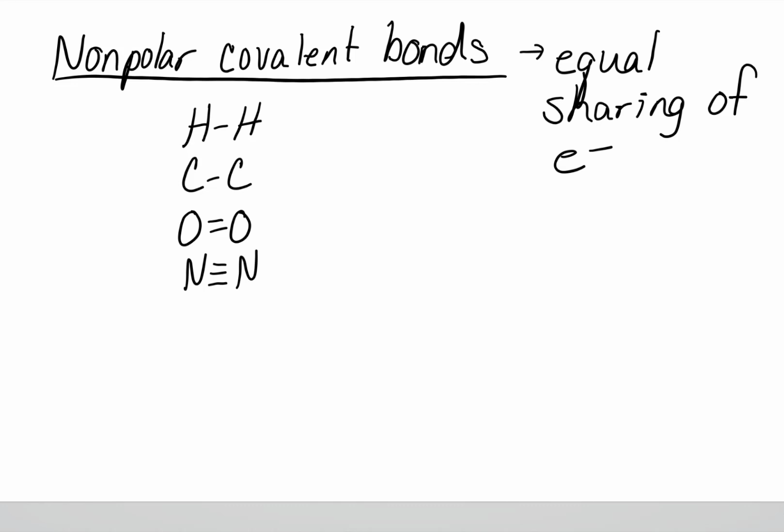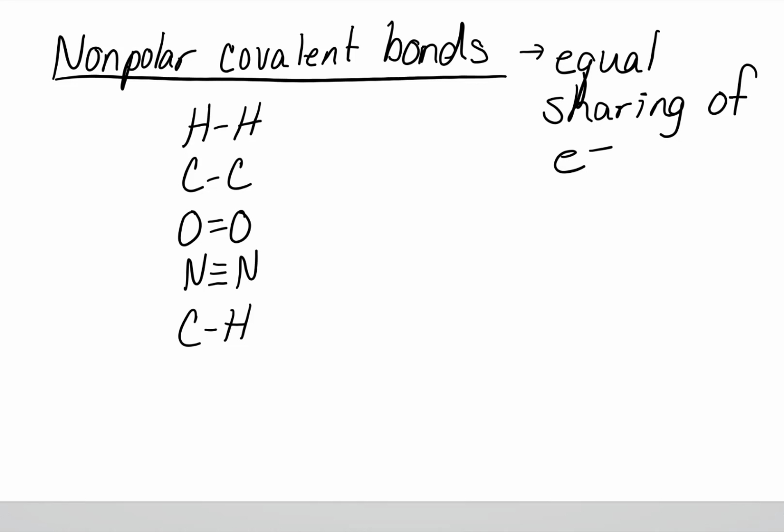Now, it doesn't always have to be the exact same atom in the covalent bond. A carbon-hydrogen bond is also considered nonpolar. Now, the carbon atom and the hydrogen atom don't have the same electronegativity, but they're similar enough that they form a nonpolar covalent bond as they share those electrons equally.